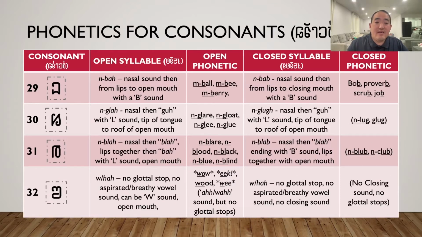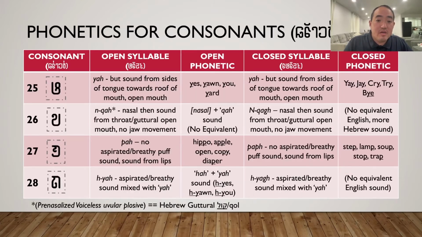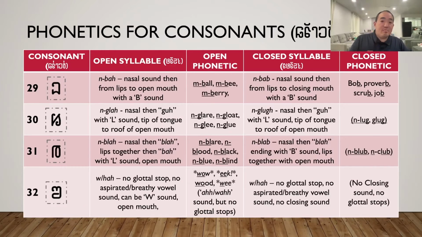So number 25, this consonant is pronounced mba, mbab. Now this one is a simpler sound, which is pretty much the nasalized version of number 27, ba, right? But instead of a P sound, it's more like a B sound. And it has a nasal sound, so it'll be mba, right? There should be a nasal sound, and then from the lips, mba, like ball, right?